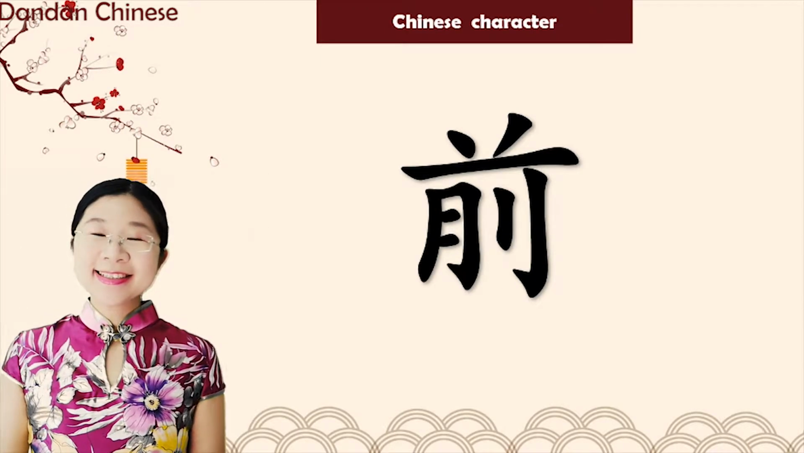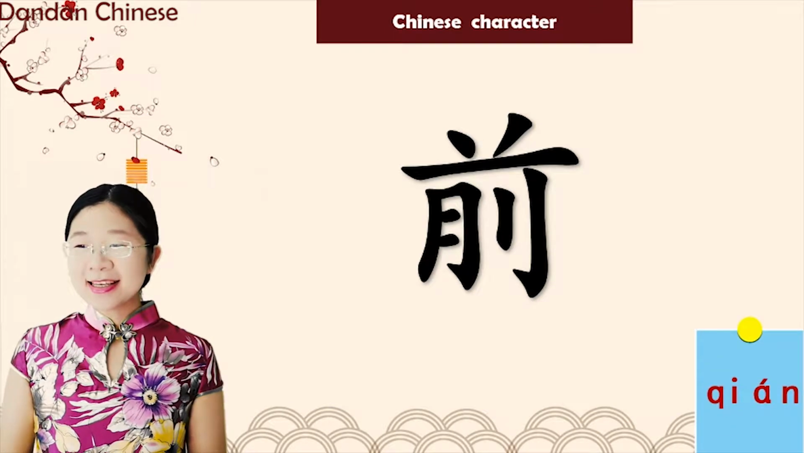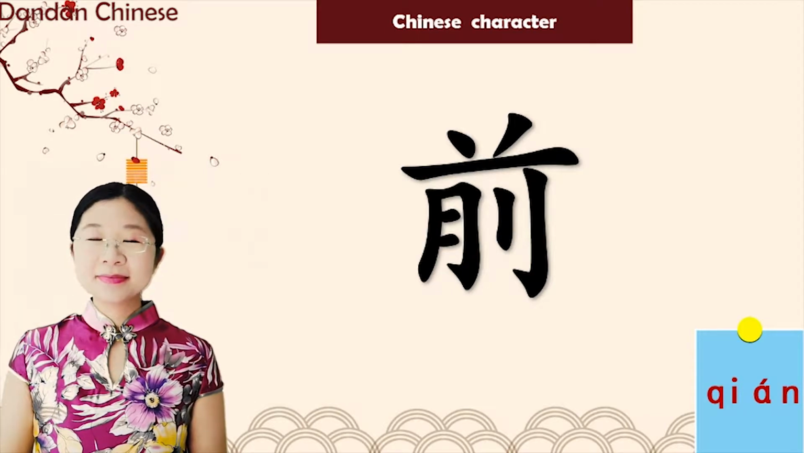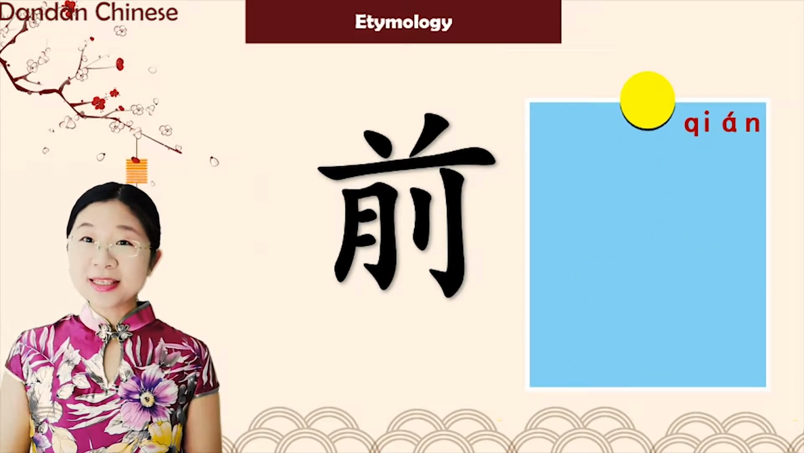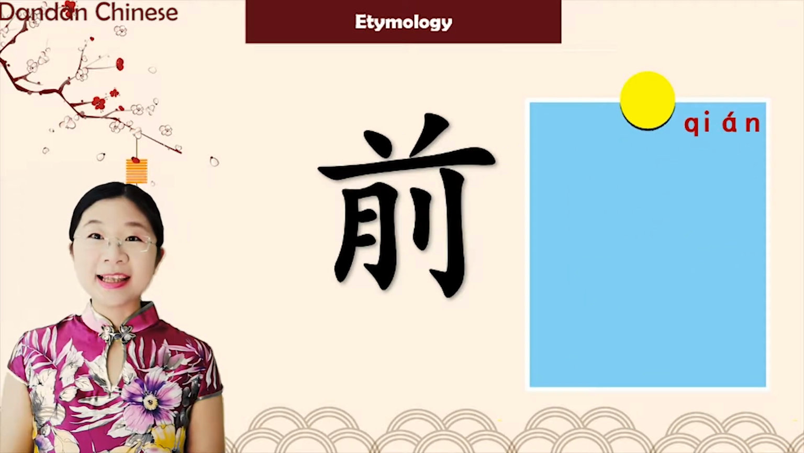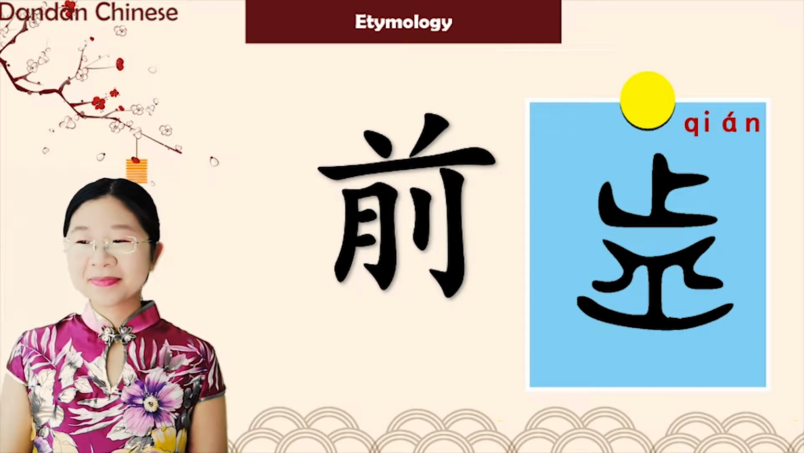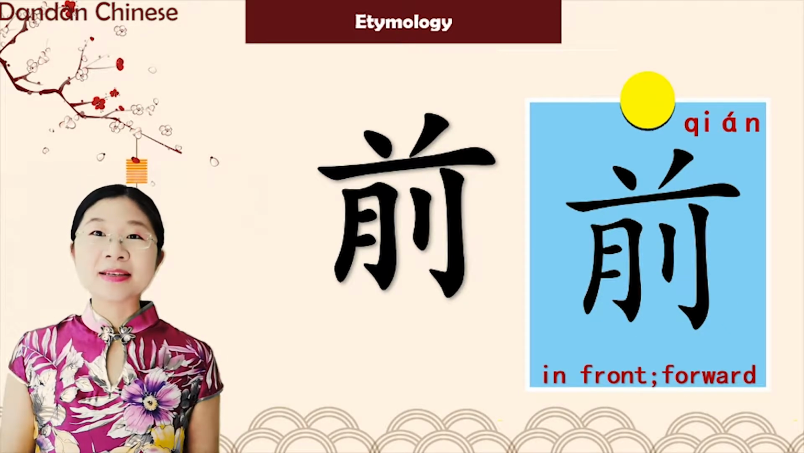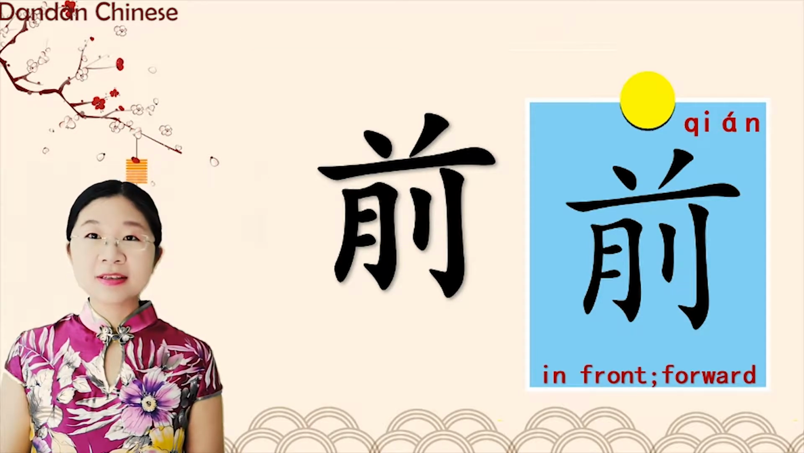I'm Dandan. So today we're gonna learn this character. This is 钱, 钱, 钱. Now let's see, what's this character originally like? It's like this. And now, the traditional character is the same as the simplified character. It means in front, forward.